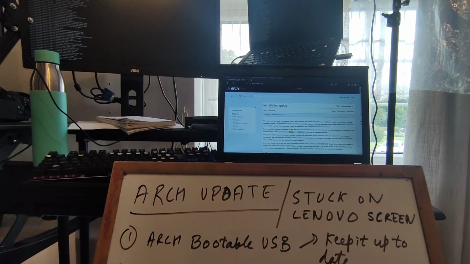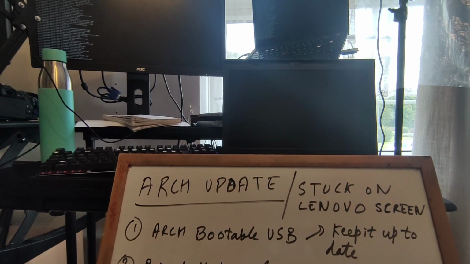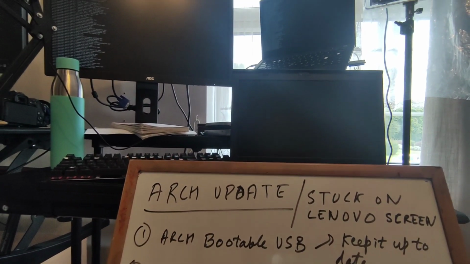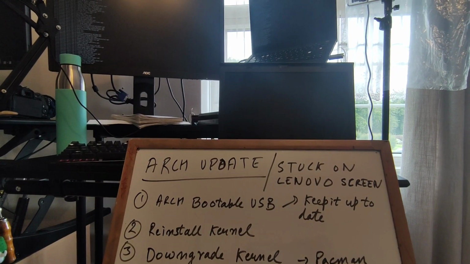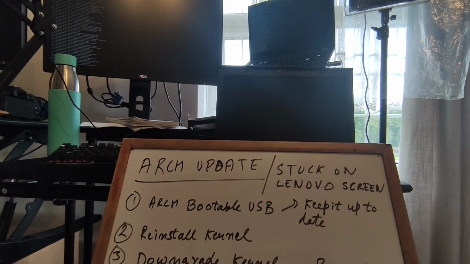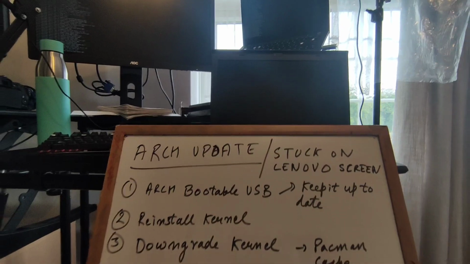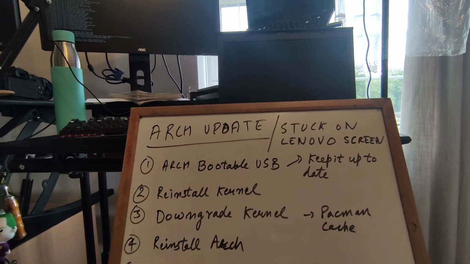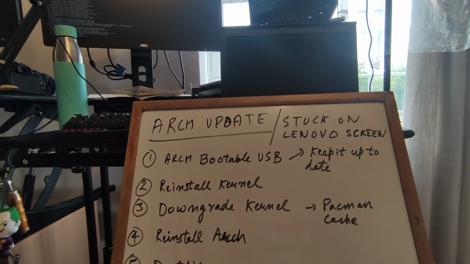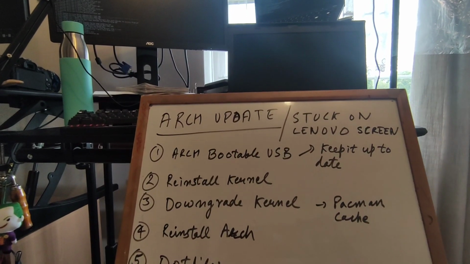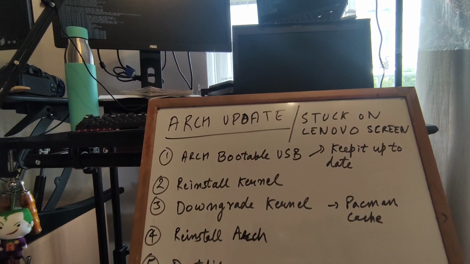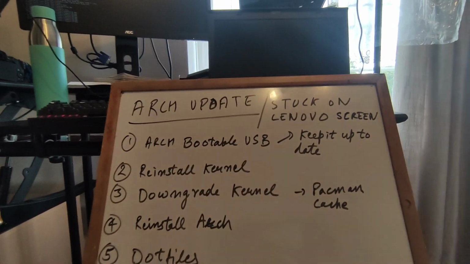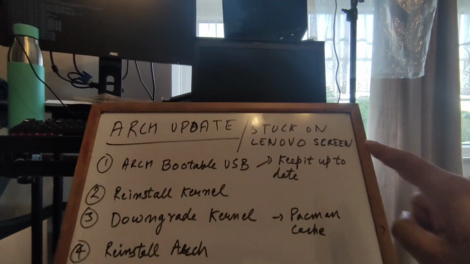Hello everyone. So today I wasted almost my entire day. Since morning I have been trying to fix my computer. So what happened? I did an upgrade of my Arch installation, and I think it is probably for the very first time. After the upgrade, I was not really able to boot into my laptop. I was stuck at the Lenovo screen.